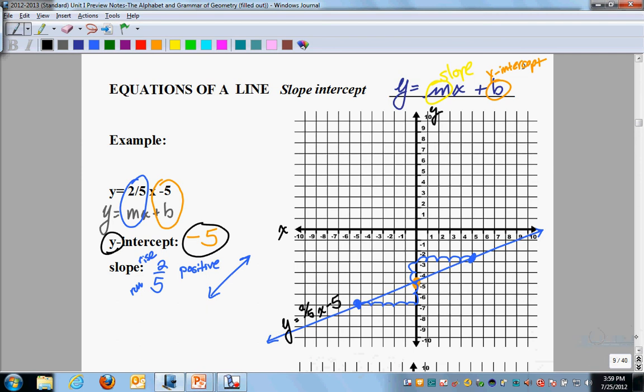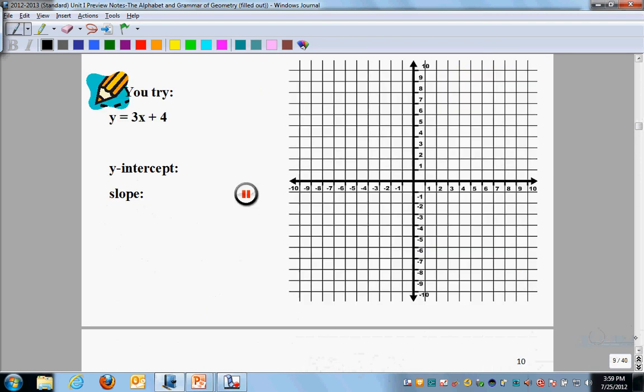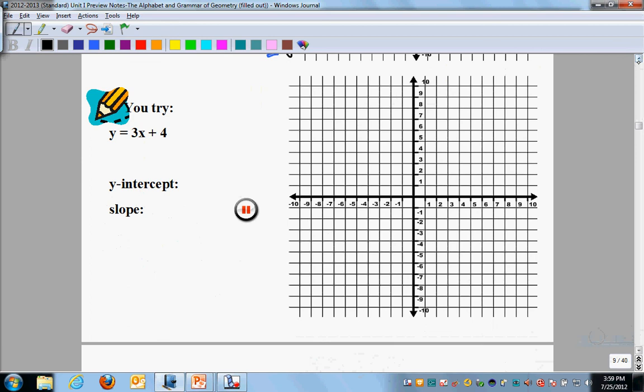What I'd like you to do is, using this as a model, I'd like you to hit pause on the video, and I'd like you to attempt to graph this on your own. Take about a minute or two, and then when you are done, turn the video back on and check your work.